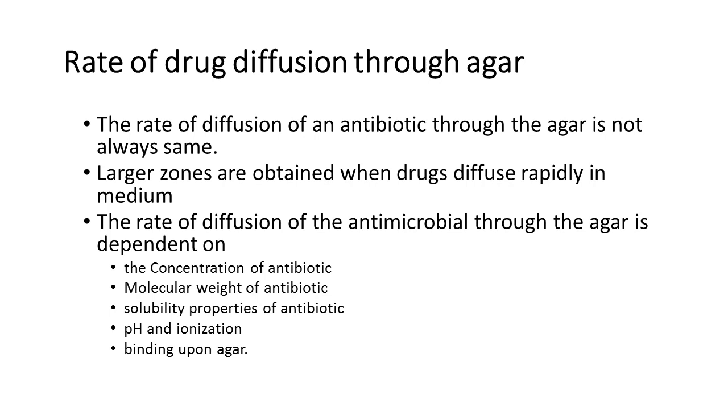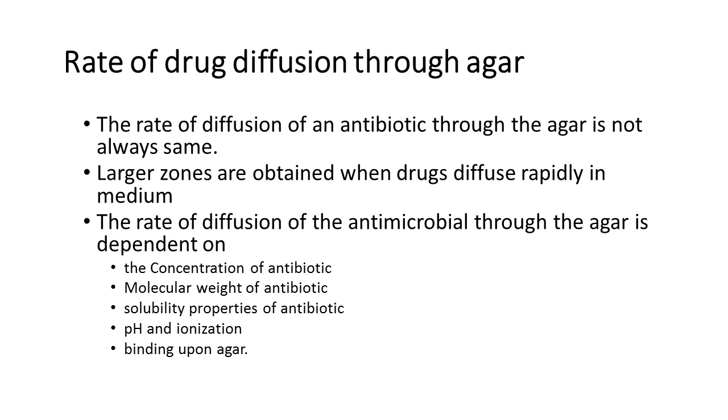Next one, rate of drug diffusion through the agar. When we consider each and every drug, the rate of diffusion varies from one to another. So larger zones are obtained when the drugs diffuse rapidly. That means when the drug diffuses very quickly, we can observe a larger zone. If the drug diffuses very slowly, we can see a smaller zone size.